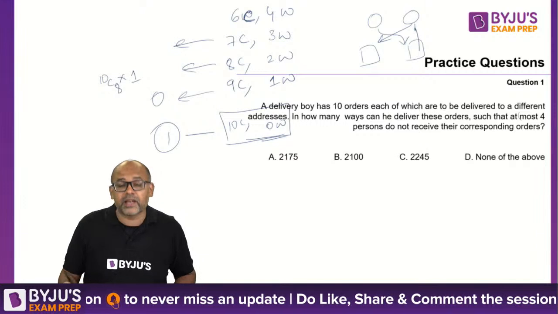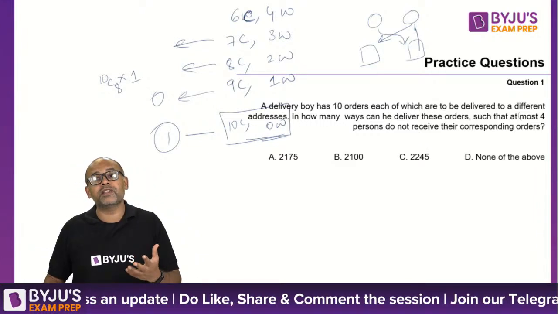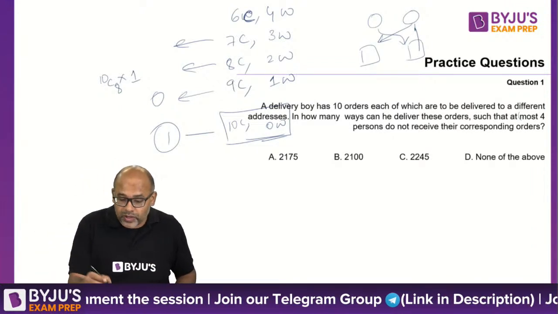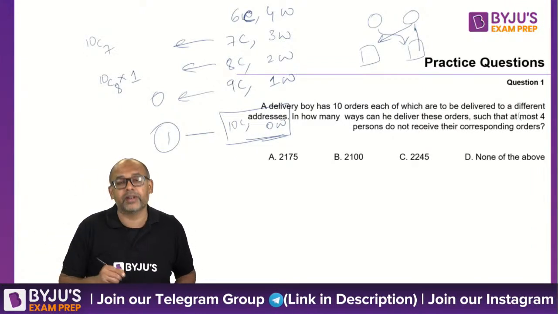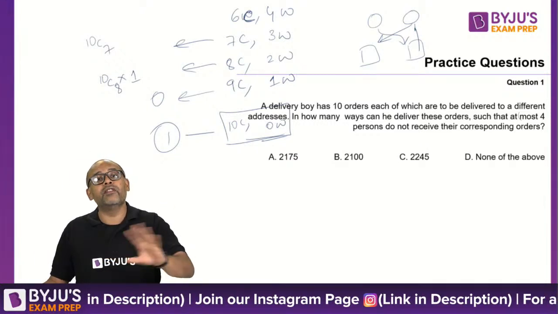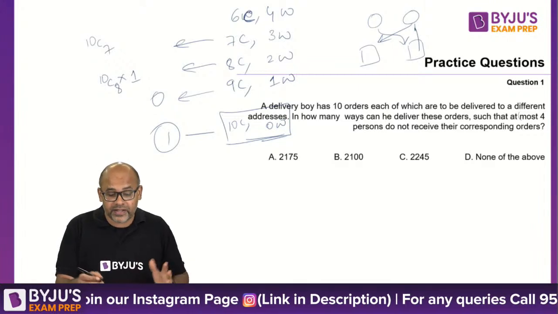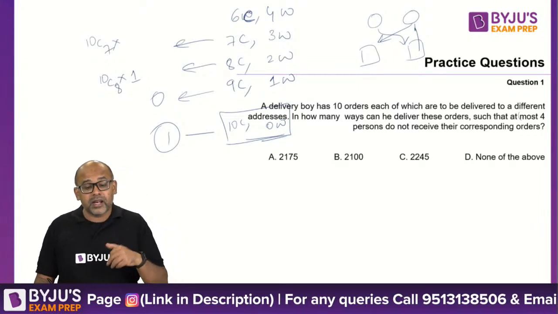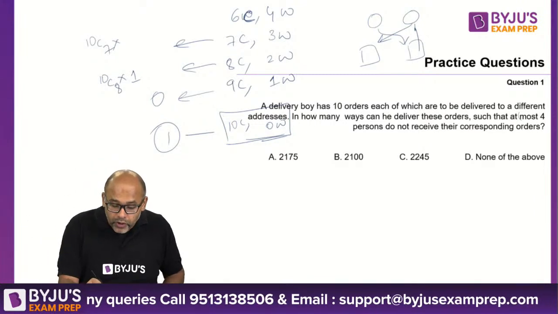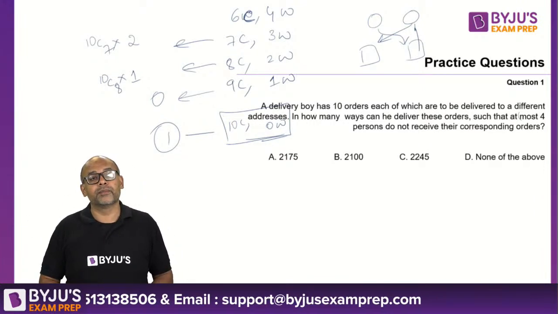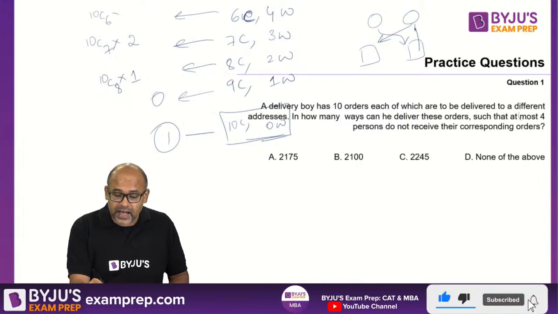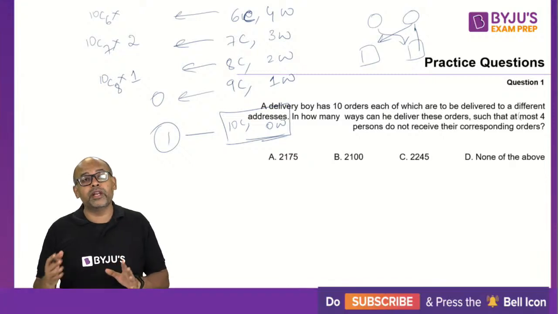Now we are talking about 7 corrects and 3 wrongs. How many ways? First I have to decide which 7 are correct, because any 7 can be correct. So let me choose 10C7. I am choosing 7 addresses to go correctly, and they will go correctly in one way. So 10C7 ways in which I can choose 7. And the remaining 3 should all go wrong. 3 things going wrongly, we already saw, can be done in 2 ways. And then finally 6 corrects is 10C6, and the remaining 4 should all go wrongly.